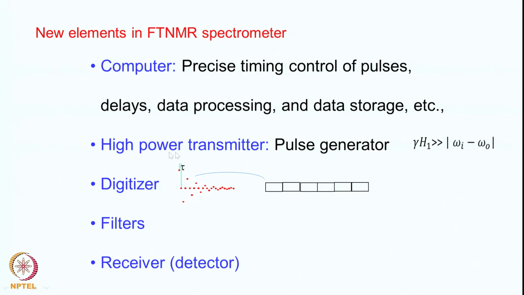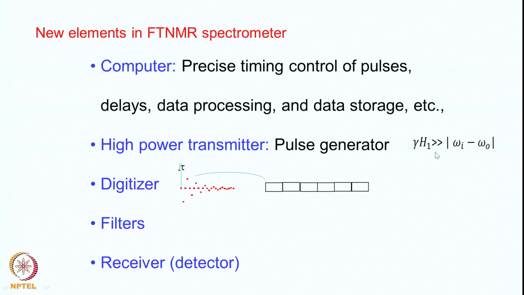An important element which we also mentioned is the high power transmitter. The pulse has to have a high amplitude. The RF for the pulse has to be of very high amplitude, because we saw that in order for the pulse to excite a whole range of frequencies, the effective field is along the H1 field, which is the RF amplitude. The amplitude has to be much more than the entire spectral range, omega I minus omega naught. Omega naught is the RF frequency, omega I is the frequency of a particular signal in your spectrum, and for the whole range of I's this condition has to be satisfied, then only your effective field will be along the H1, then you can rotate the entire magnetization about the axis of the RF. So that requires a very high power.